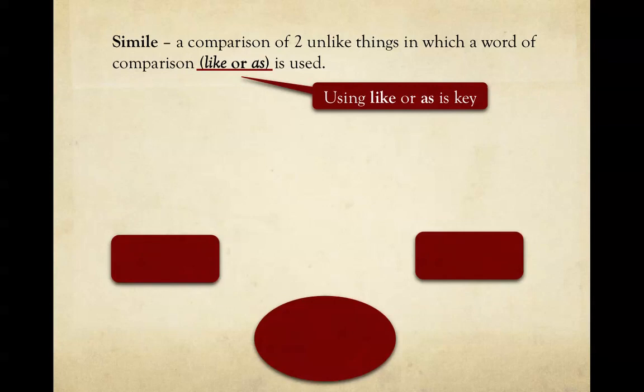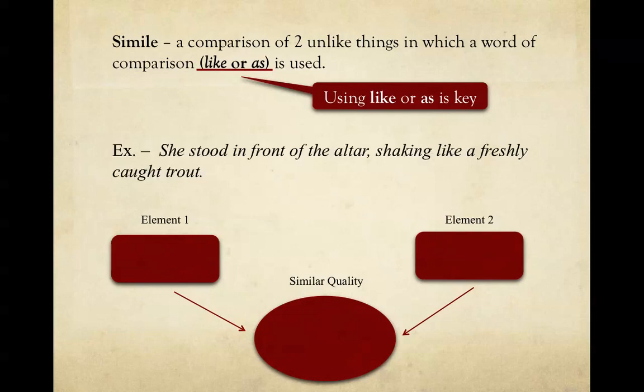This little graphic here, this is sort of how I like to visualize a simile. Okay, we have one element and it's being compared with a second element, and the quality that makes them similar. Okay, those are the important things to identifying a simile. Let's go with an example. She stood in front of the altar shaking like a freshly caught trout. So element 1 is the person standing in front of the altar, which is the bride. Element 2 is the trout. Not only that, but the freshly caught trout.